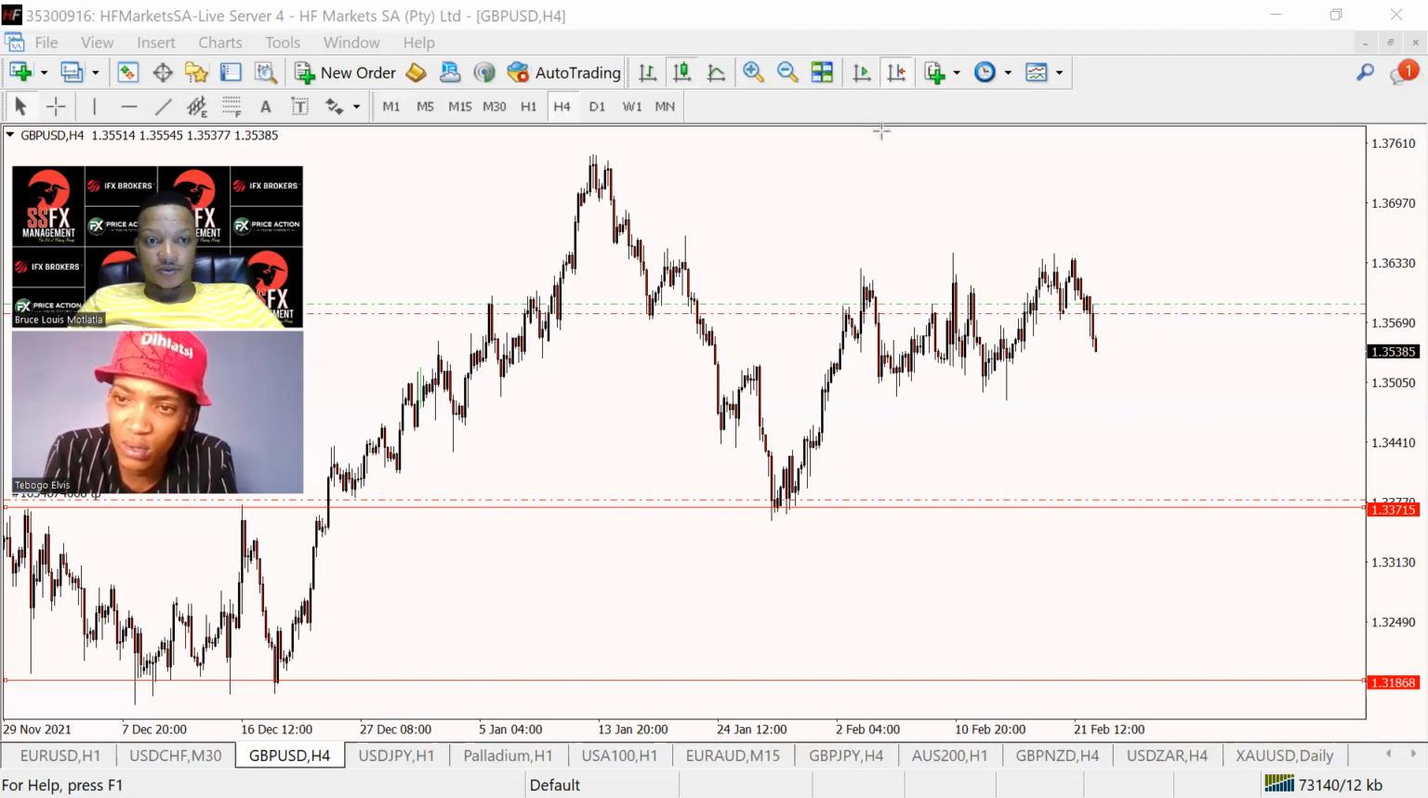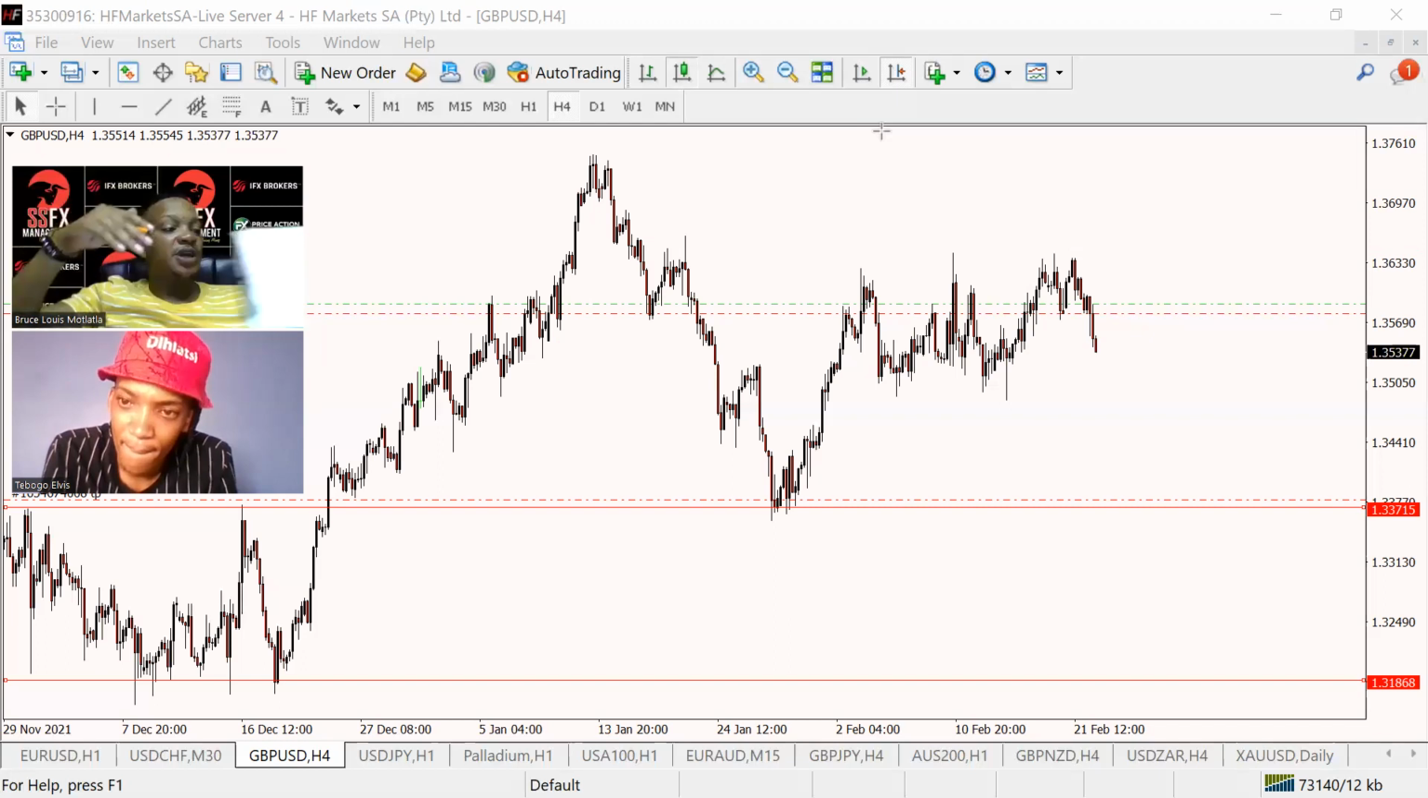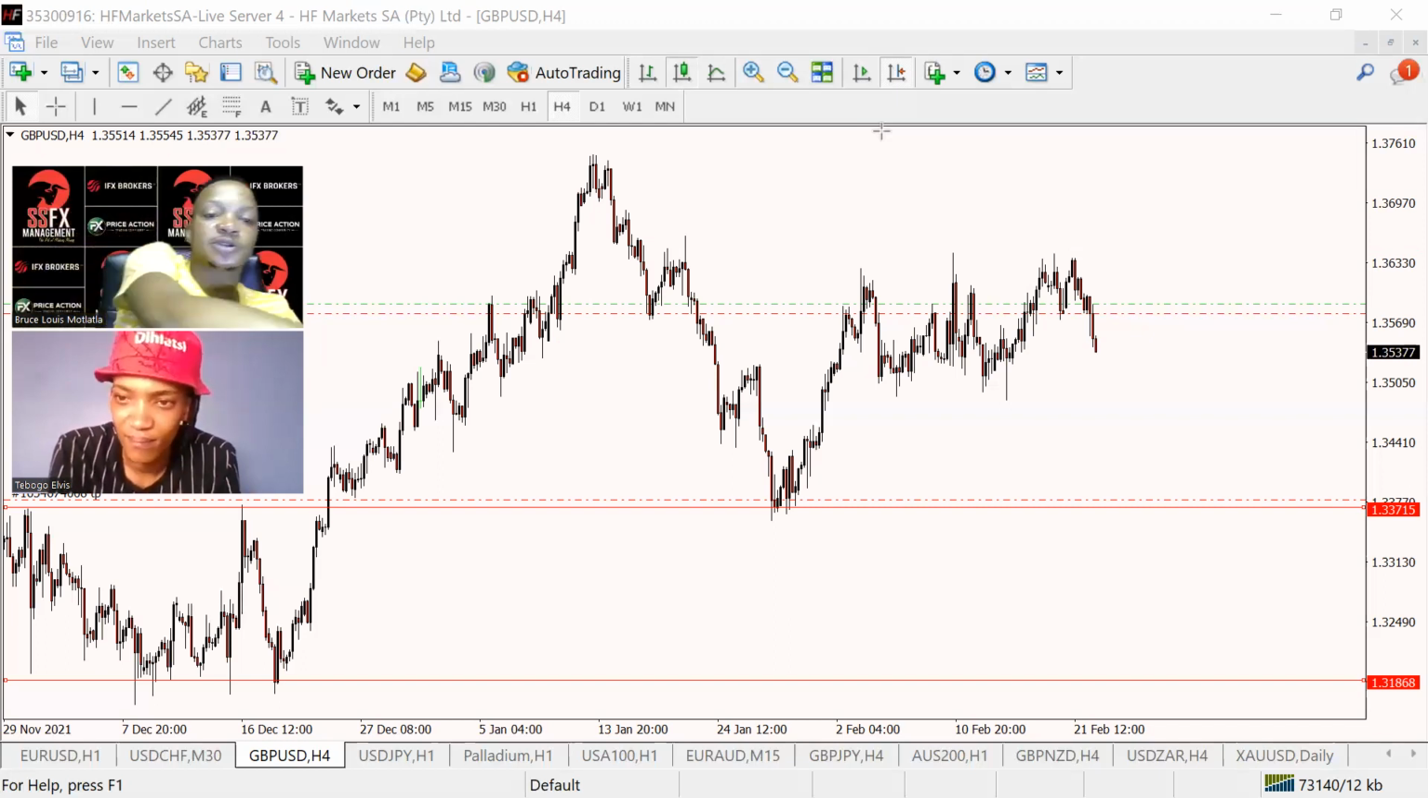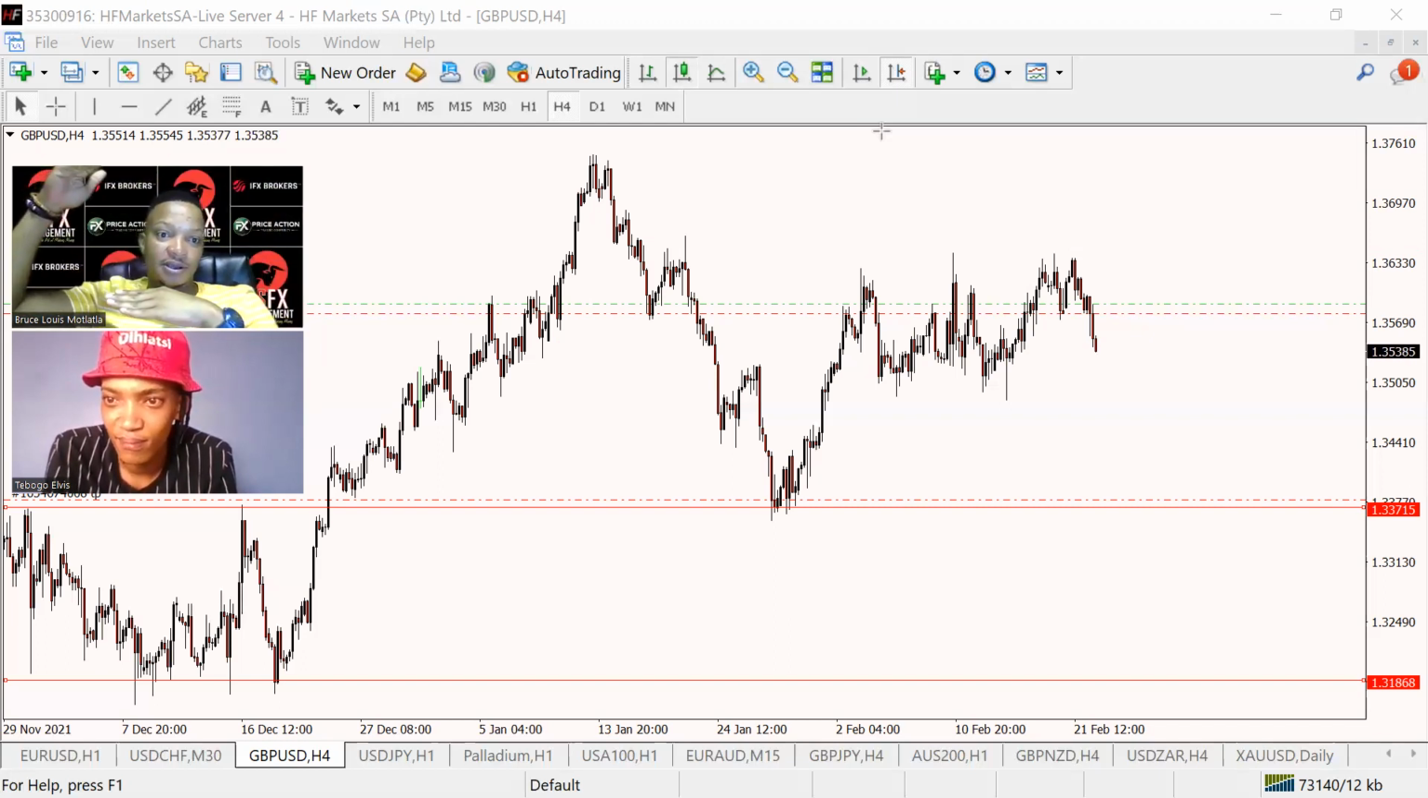You place your orders on support and resistance, right? Yeah, but even if you do that, you have to know why you're saying price will turn there. You can't just anticipate that price will fail to break without having any confluences. No.